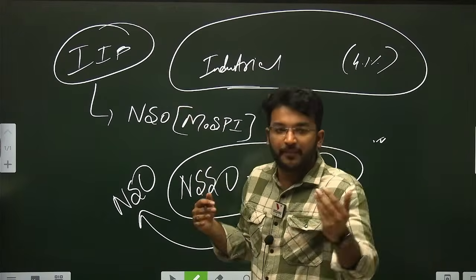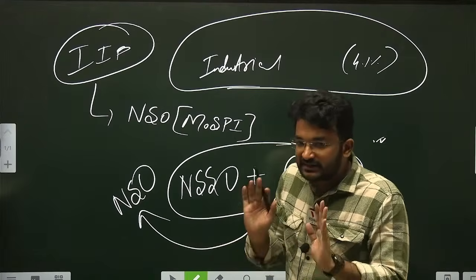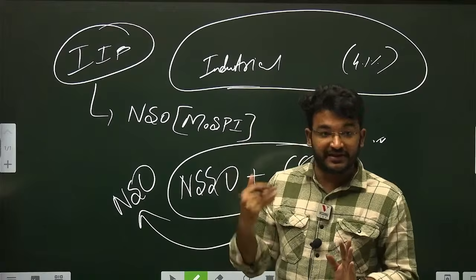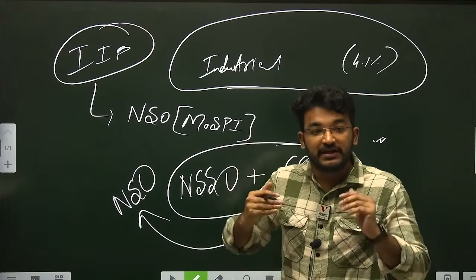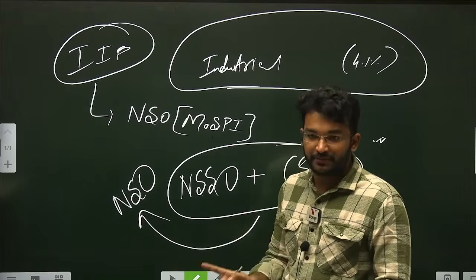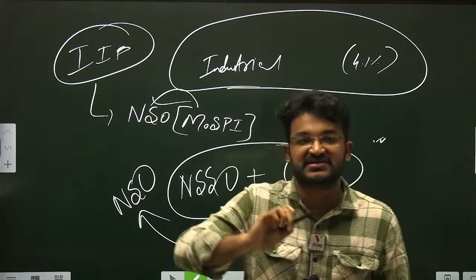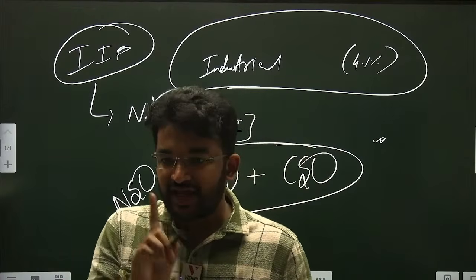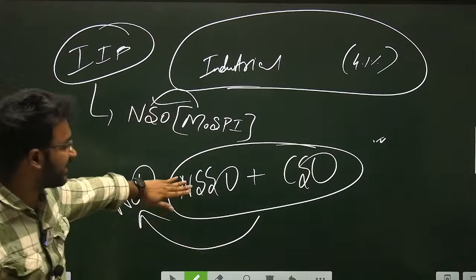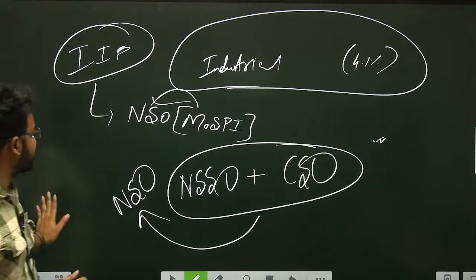That's why some books may not have been updated. Ideally, IIP, CPI, our GDP, all these are measured by the Ministry of Statistics and Programme Implementation, and under it a department called the National Statistics Office. This NSO has been formed by combining NSSO and CSO. Clear, everyone? Now, why are we discussing this?